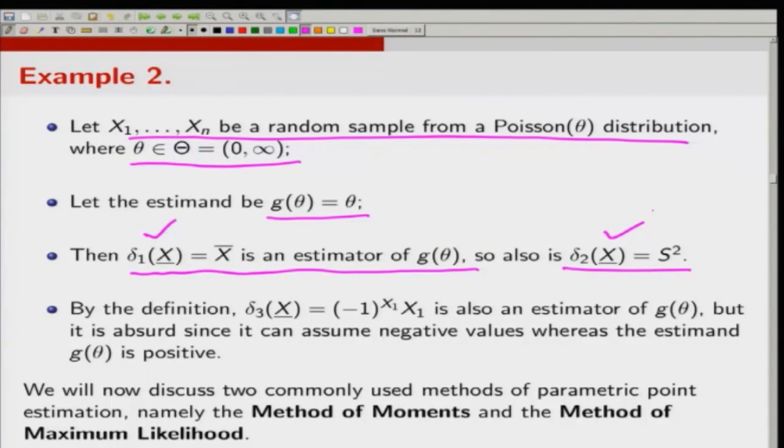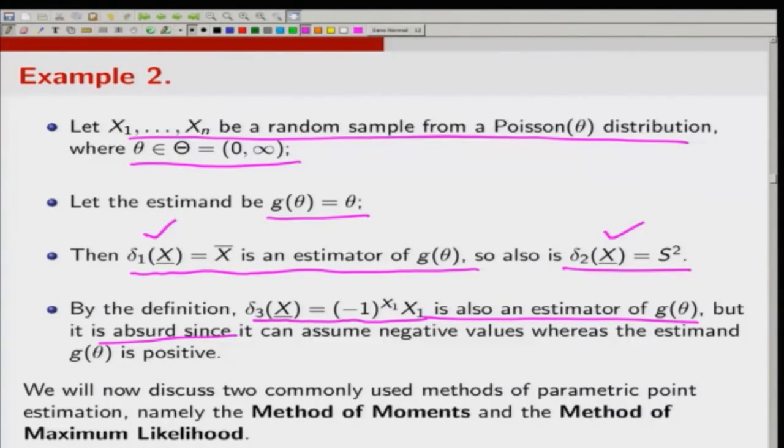Now let us consider another estimator of the type delta 3(x), which is (-1)^x1 divided by x1. This is also an estimator of g(theta). But it is absurd because it can take negative values. For example, if you observe x1 as 3, then it gives you delta 3(x) as minus 3 as an estimate of theta, which always takes positive values. So as per my definition I consider this an estimator, but this is certainly an absurd estimator.